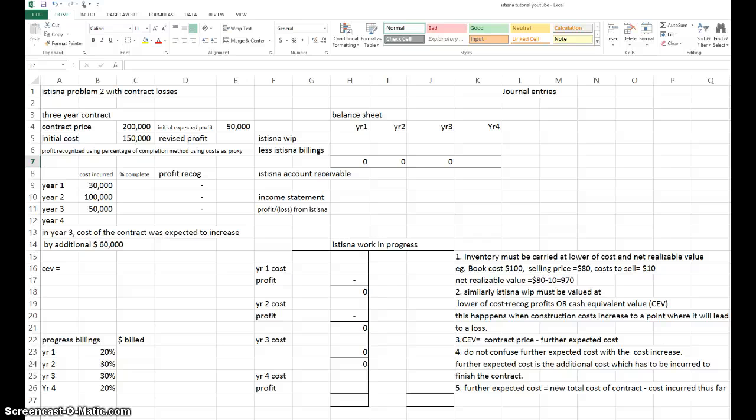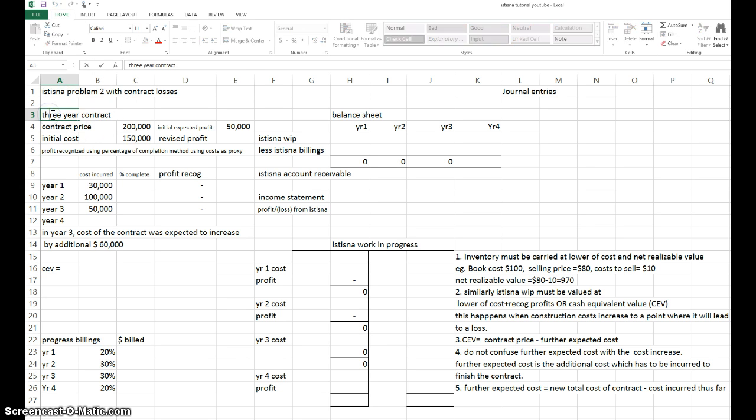This is the second part of the video on istisna, where we are going to explore the loss making situation where we have to reduce the WIP to the cash equivalent value. Now let us look at this problem here.